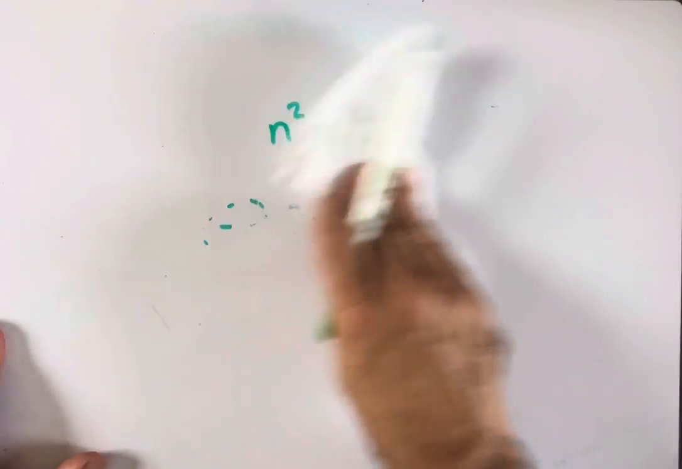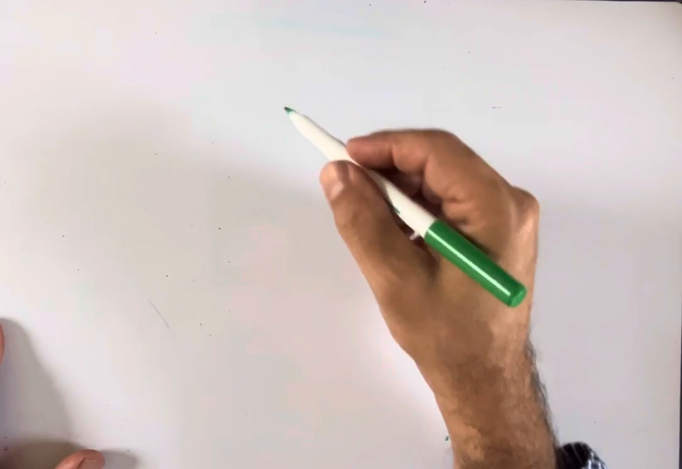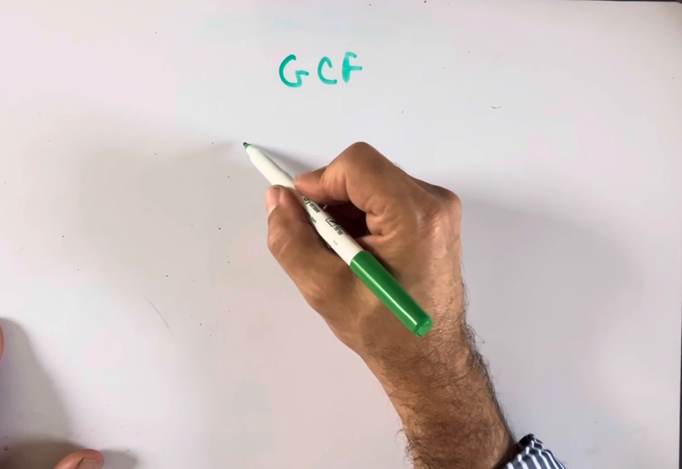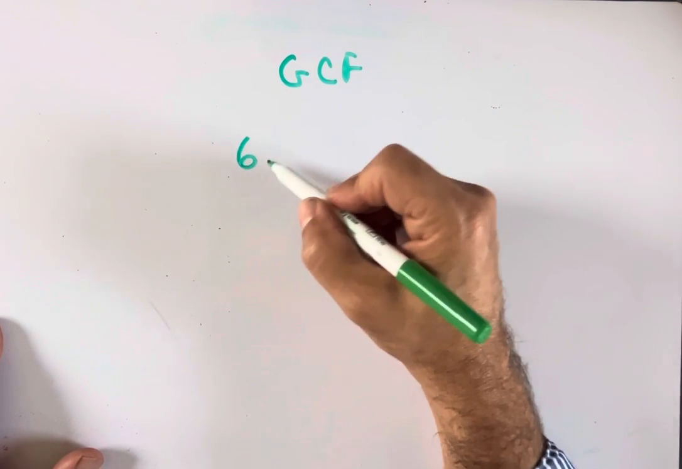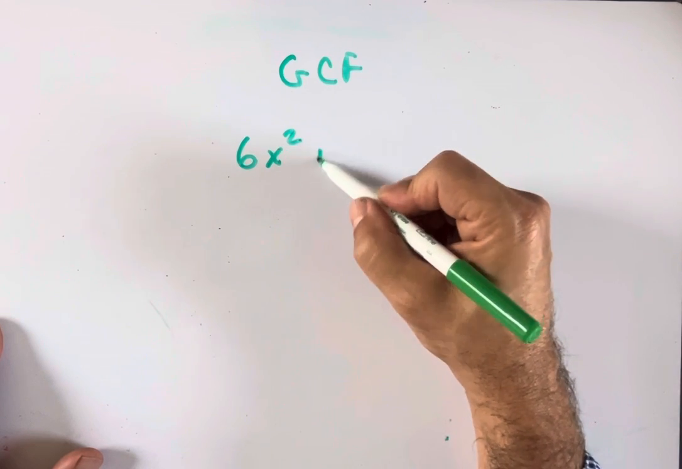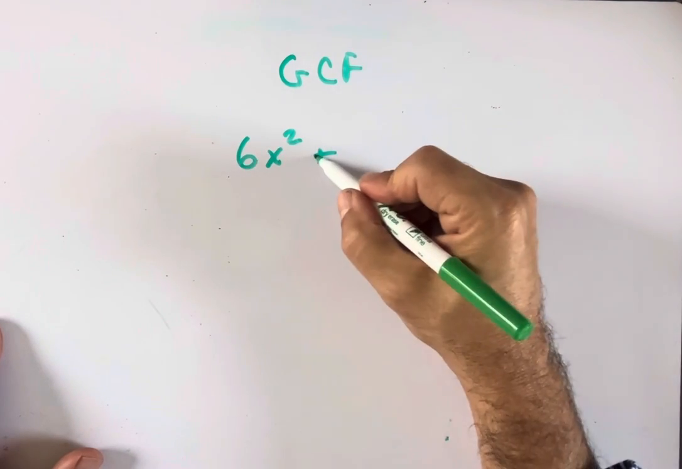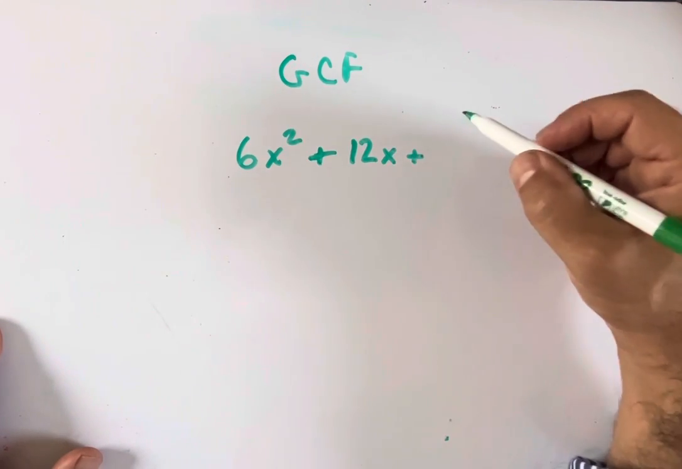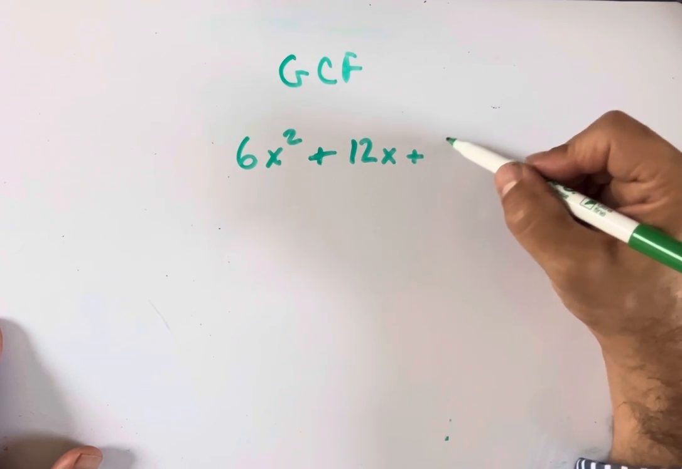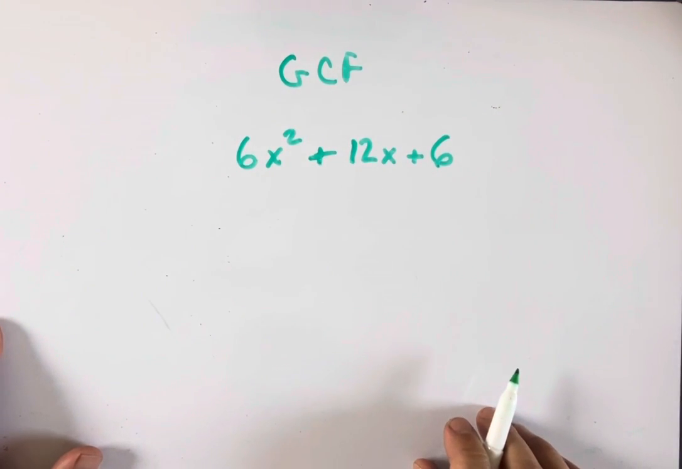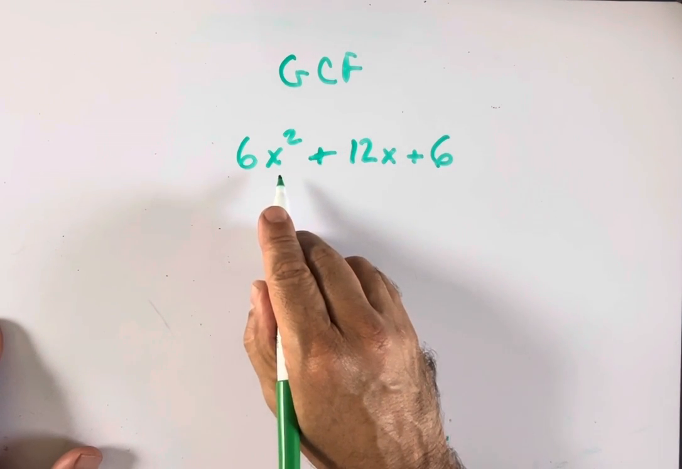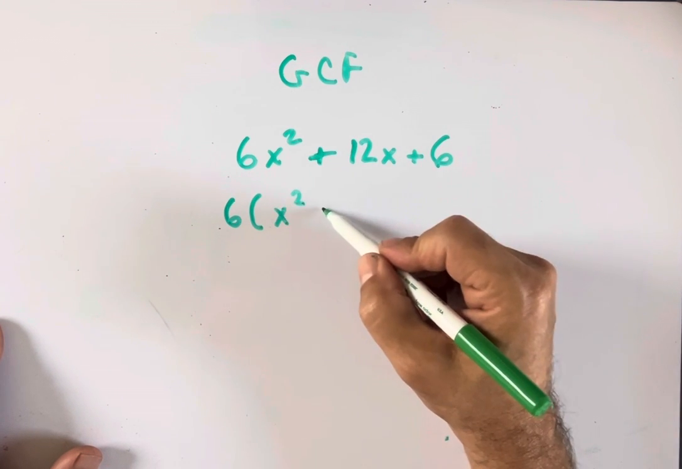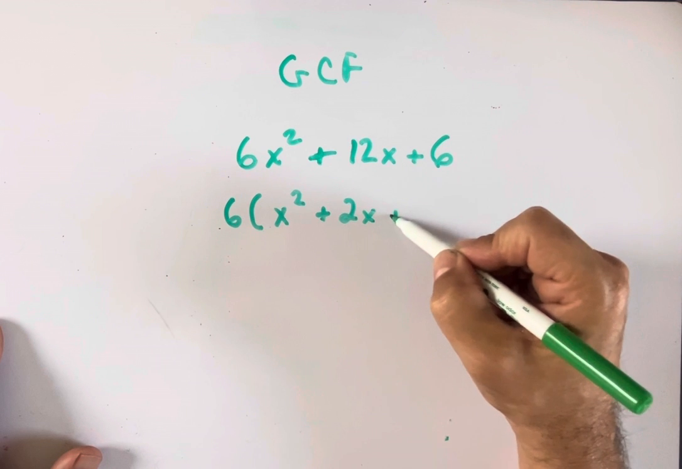Okay, and then we also talked about factoring. Whenever we factor, let's look for a greatest common factor first. So if we just take something like 6x squared plus 12x plus 6, and we just take a look at this. I can factor a 6 out of this whole thing. I have x squared plus 2x plus 1.